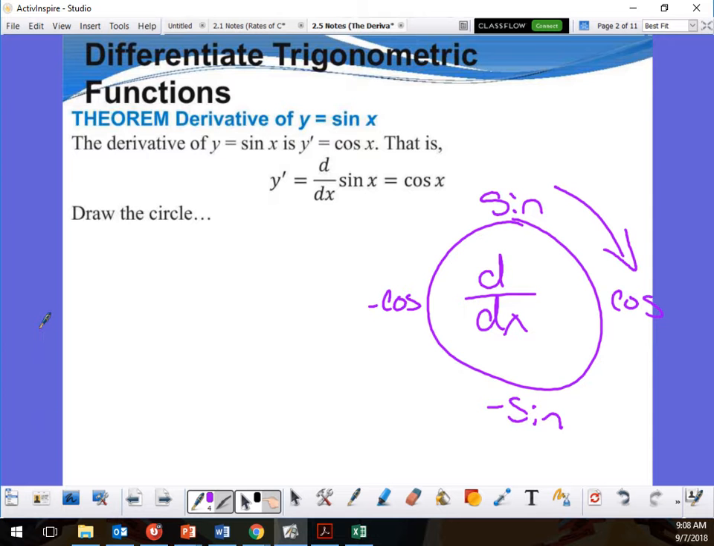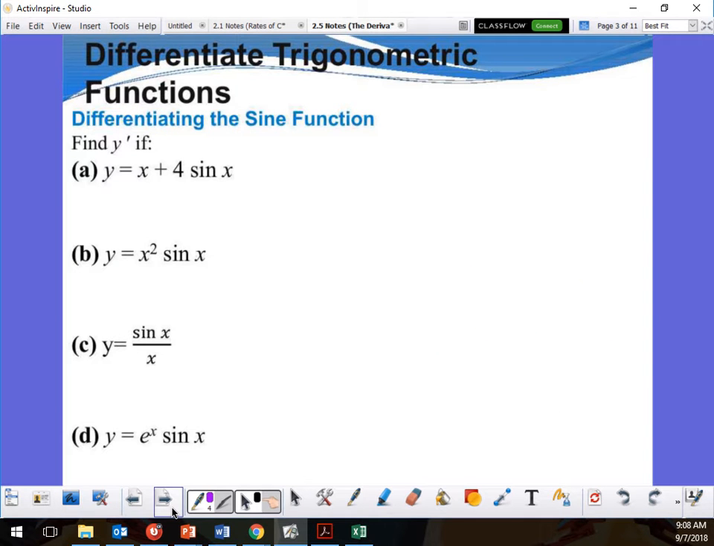So the derivative of sine is cosine, derivative of cosine is negative sine, derivative of negative sine is negative cosine, derivative of negative cosine is positive sine. Over and over and over again. Because we can do a whole bunch of those with fourth, fifth, sixth derivatives. Either way, make sense? Good. All right, so find y prime. So y prime here is going to be 1 plus 4 cosine of x. Easy?